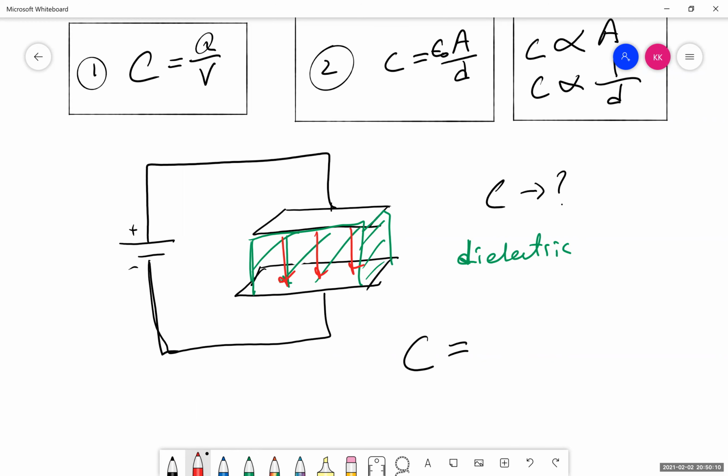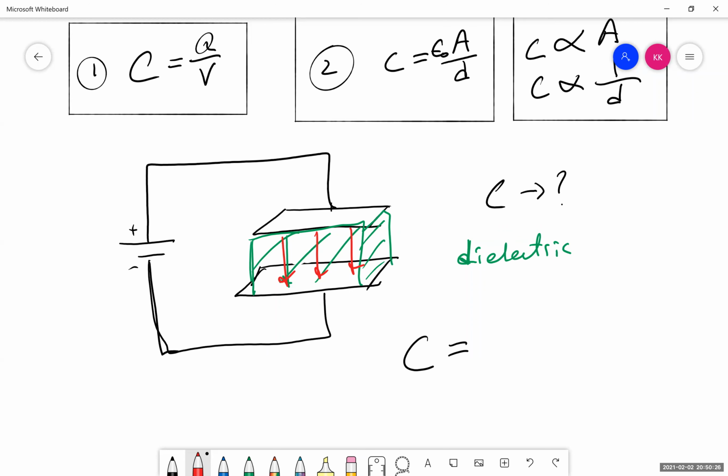Today's experiment is actually a simulation, so it very nicely demonstrates all of those things. That means once I insert the dielectric, the amount of electric field lines that I had before is actually going to decrease.